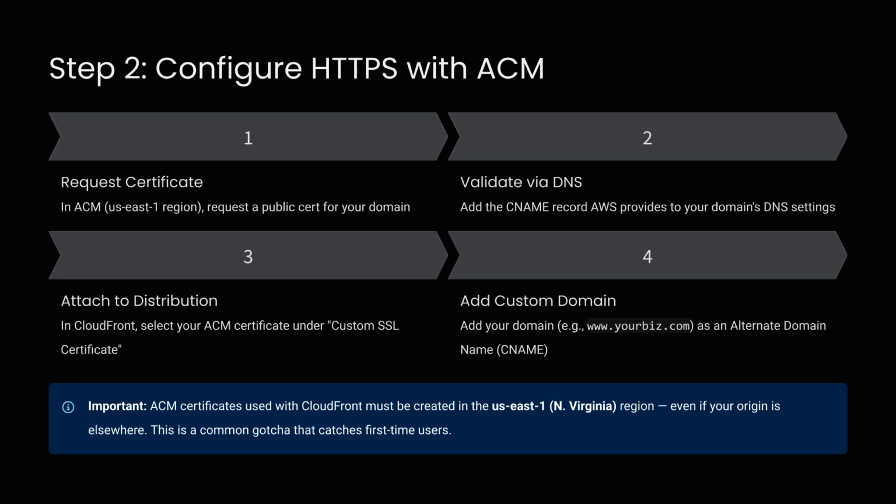Step 2 is configuring HTTPS with ACM. Request a public certificate in ACM, validate it via DNS, and then attach the certificate to your CloudFront distribution as a custom SSL certificate. Finally, add your custom domain as an alternate domain name. Remember to use the US East 1 region for ACM certificates.